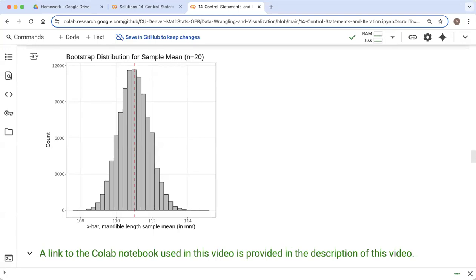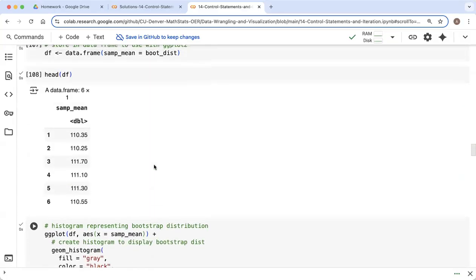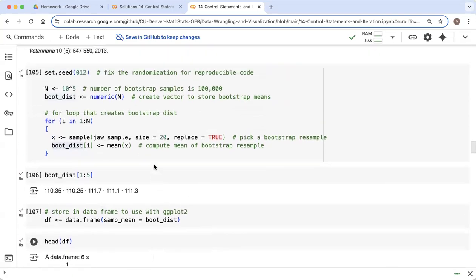Okay, welcome back everyone. In this video, I want to pick up where we left off in the previous one and continue our discussion of bootstrap distributions using the golden jackal jaw length data that we were working with in earlier videos. In the previous video, we wrote a for loop that generated a bootstrap distribution that we plotted in this histogram over here. And so to construct that bootstrap distribution, we used the for loop.